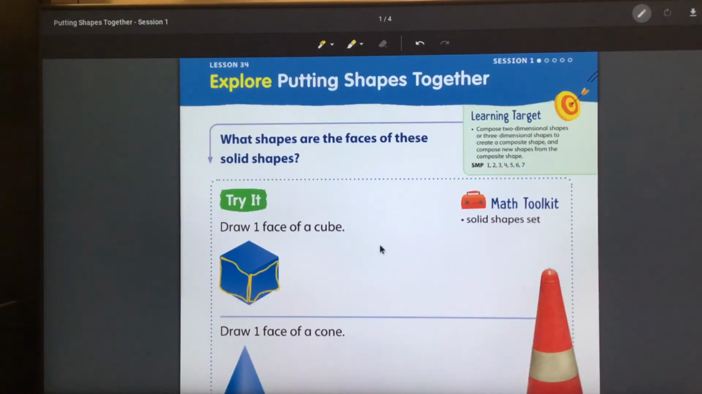So over here, they want you to draw what the face of a cube would be, so you should be drawing a square over here. Oops, sorry, this is hard to draw in here. It's not very straight. If that were straighter, that should be a square. That would be the face of the cube over here.